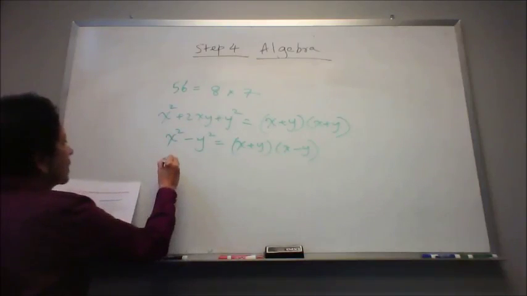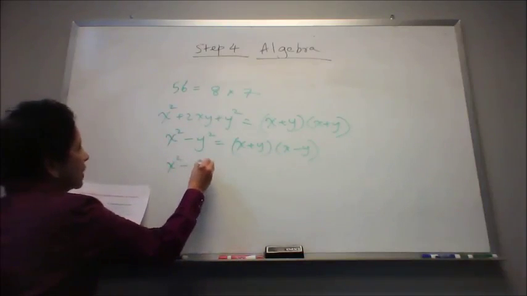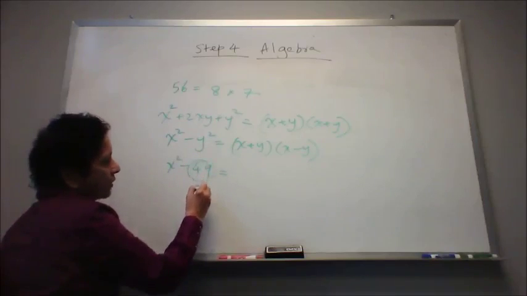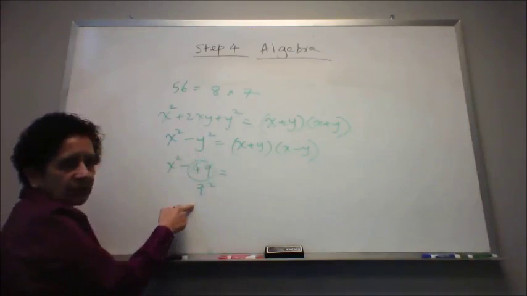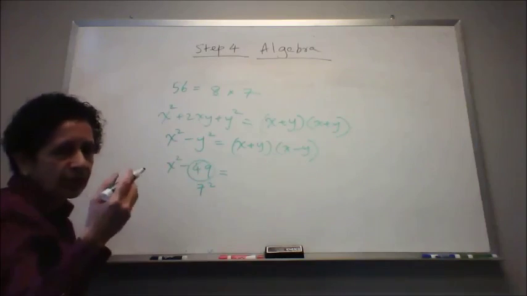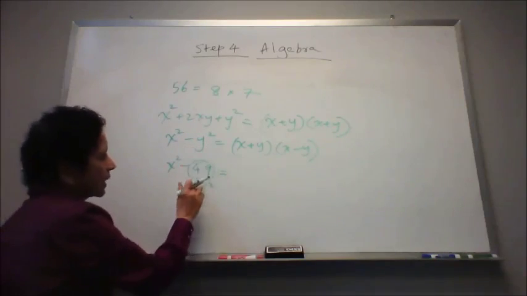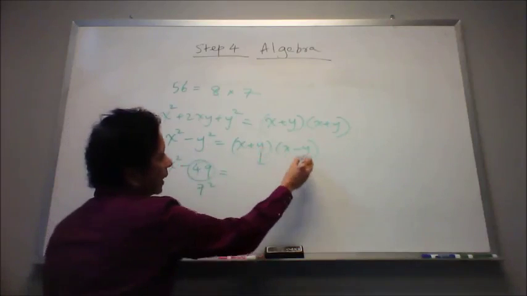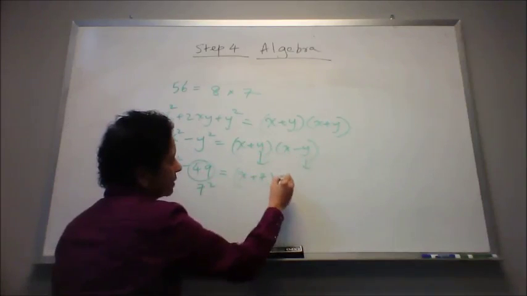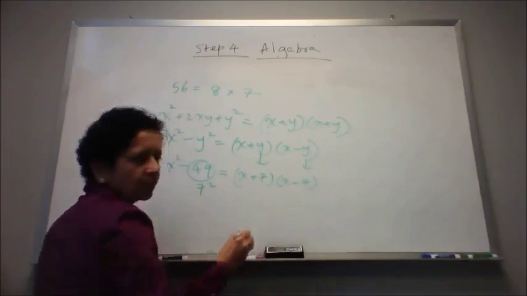Okay, so if I have x squared minus 49, then using this, 49 is actually 7 squared, right? Instead of y, I have a 7. So I can plug in, just the plug and play thing I talked about before. Y equals 7, so I just need to plug in y equals 7. So you can write this as x plus 7 times x minus 7, okay?